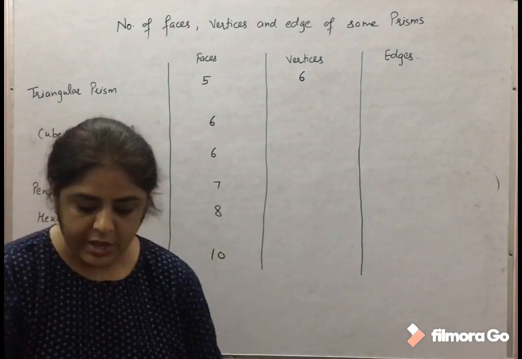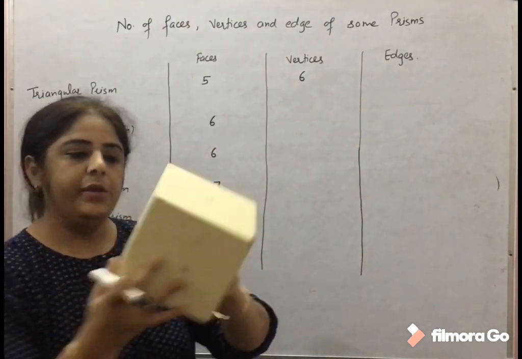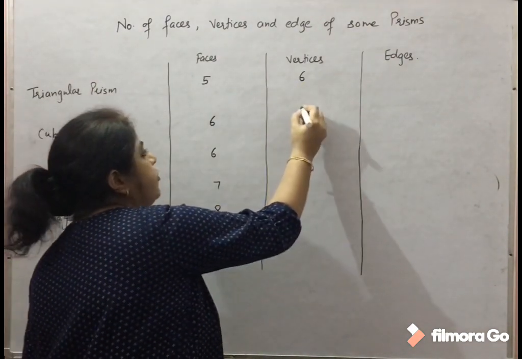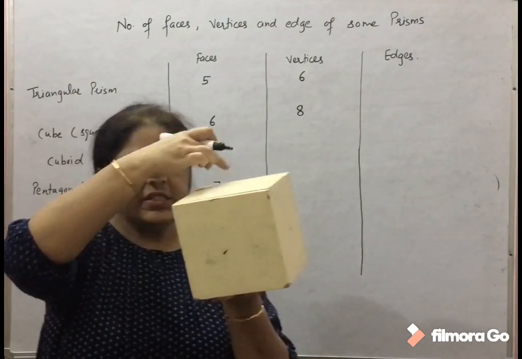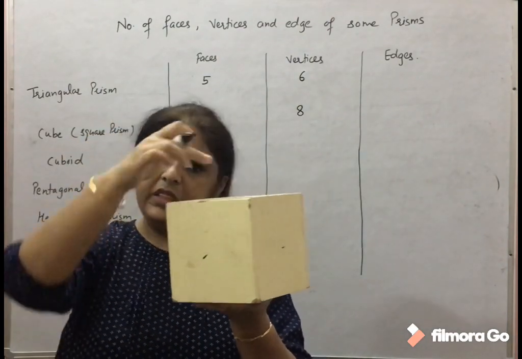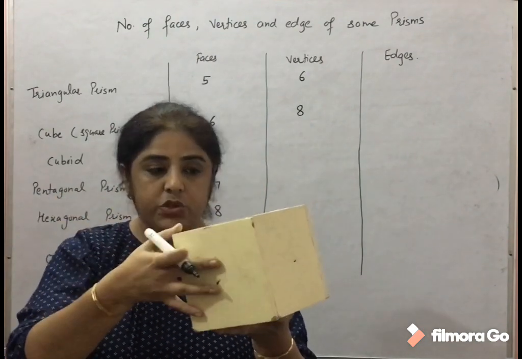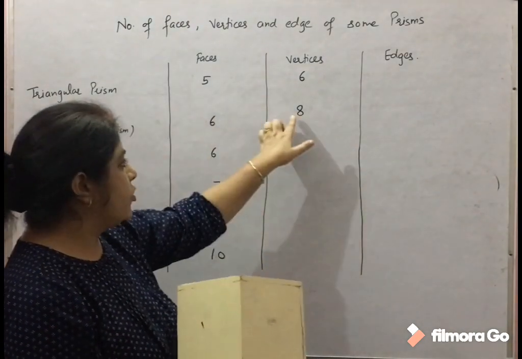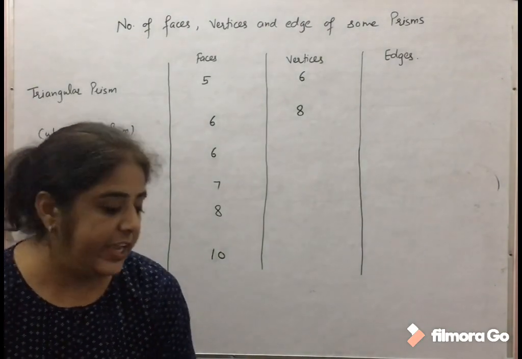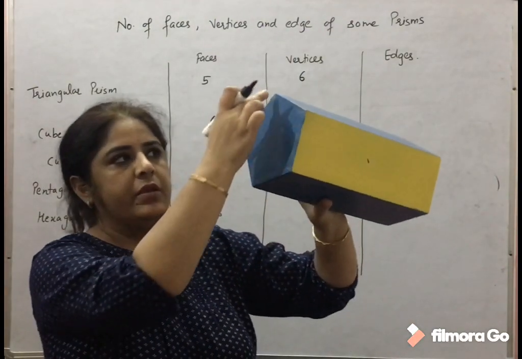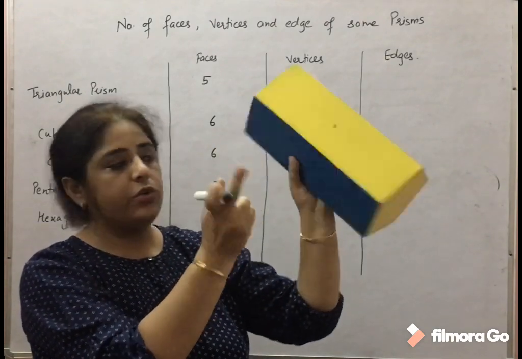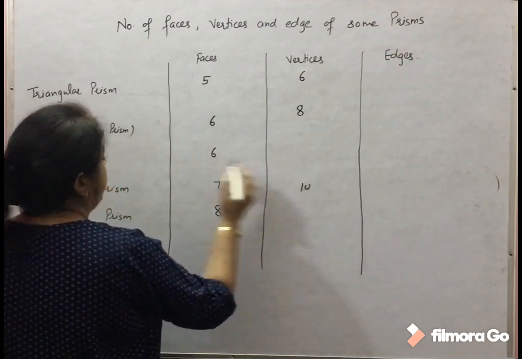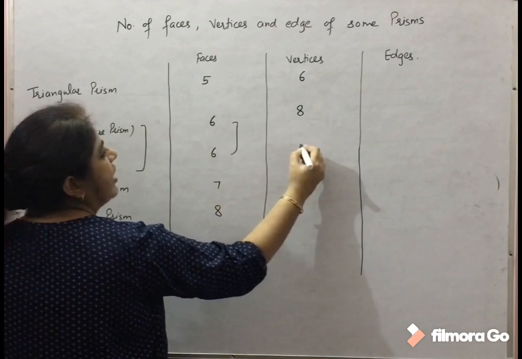So for a cube, how many should it have? See, at top 4, at base also 4. So 8. So we are observing the shape of the top and base, and the number of vertices is twice of that. It is a square. Square has 4, so twice of this would be 8. So how many vertices is it? Having 8. Now for the pentagonal, 5 vertices at the top and 5 vertices at the base. So how many should it have? 10. And cube and cuboid are the same, so it also has 8.